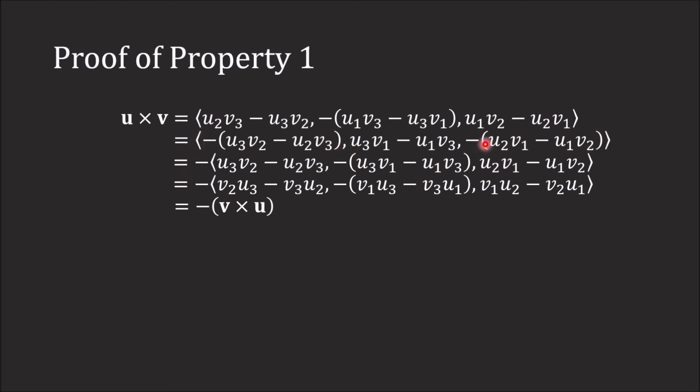Well, now factor a negative completely out of that vector. Since all of these are real numbers, I can rewrite these in any way. So I'll eventually get negative the vector V2U3 minus V3U2, negative quantity V1U3 minus V3U1, and then V1U2 minus V2U1. But this here is V cross U.